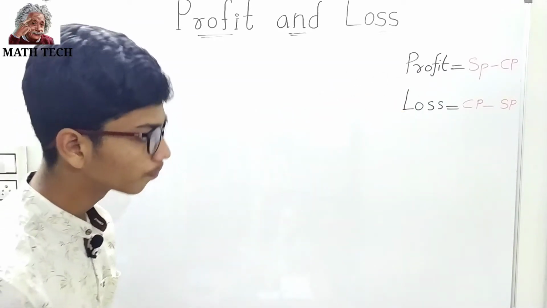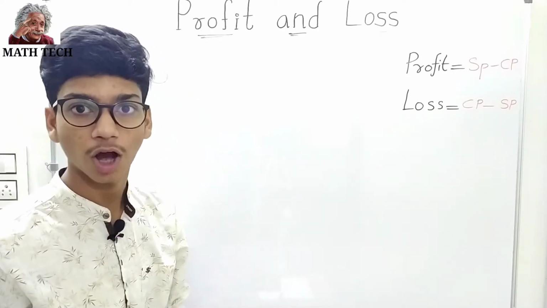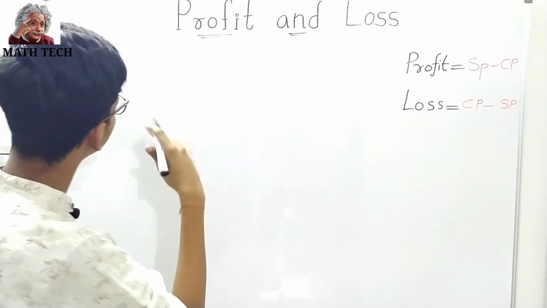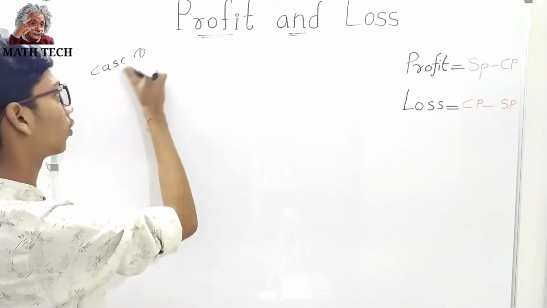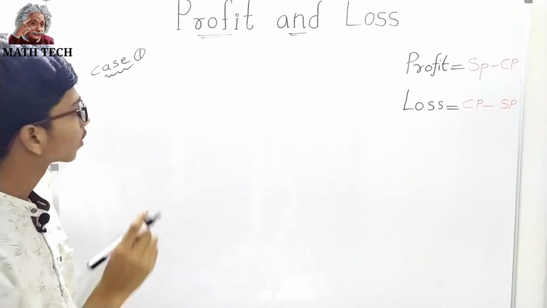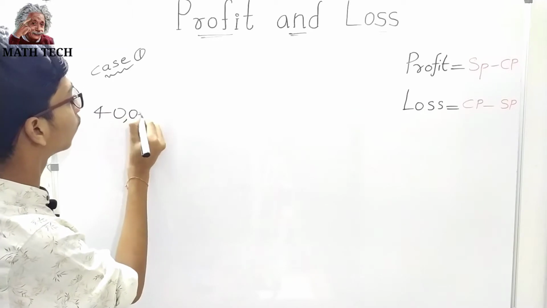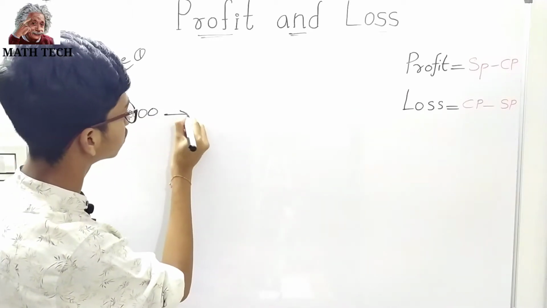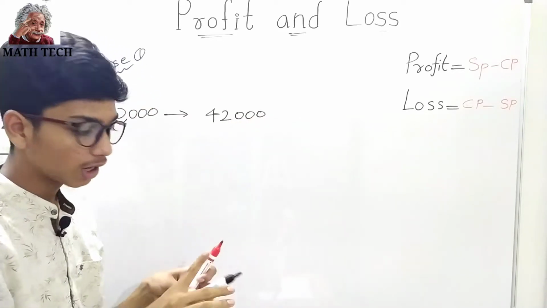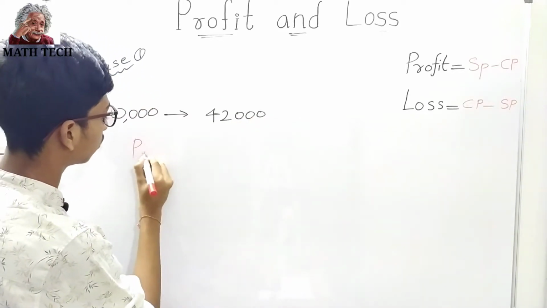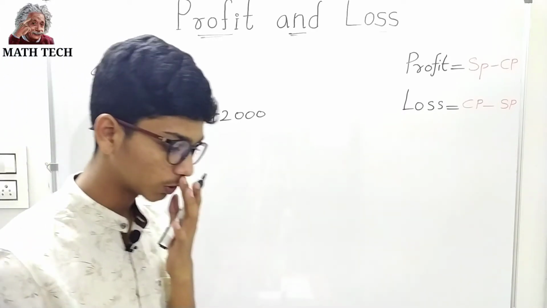Now, in some questions they will ask to find the profit percentage. How to find the profit percentage? Let's assume the same example to understand this. Case 1 is you have bought it for 40,000 and you have sold it for 42,000. Here the profit is 2,000.